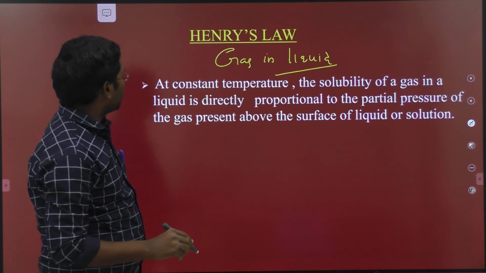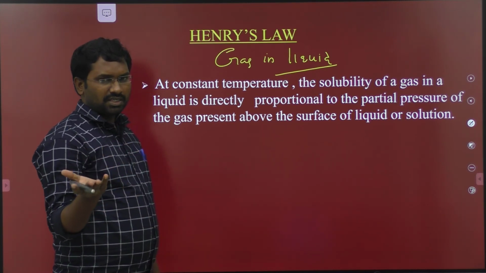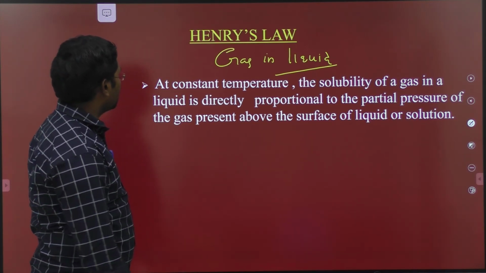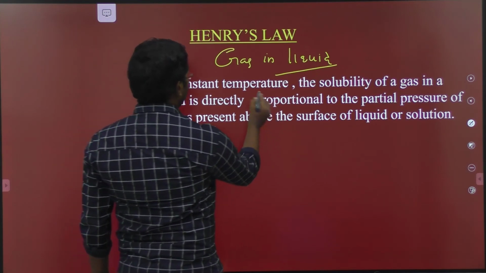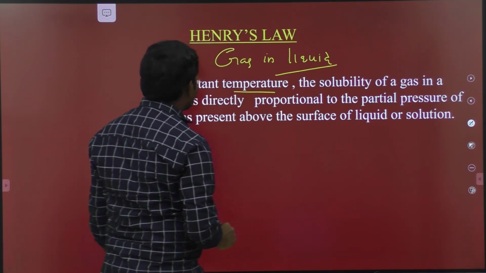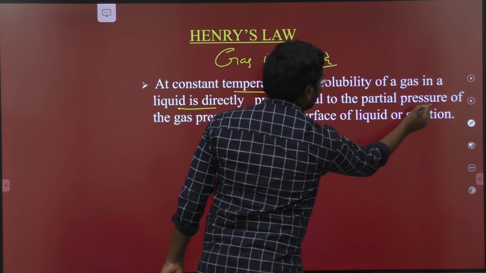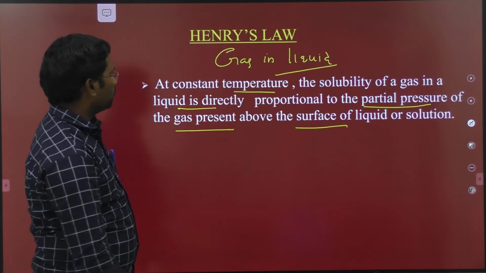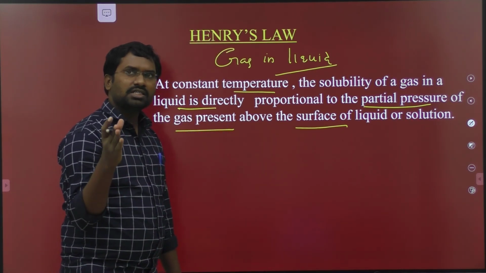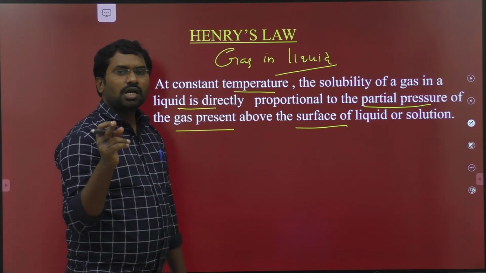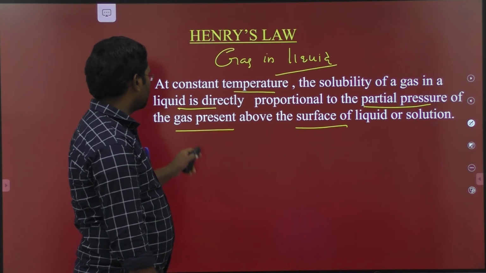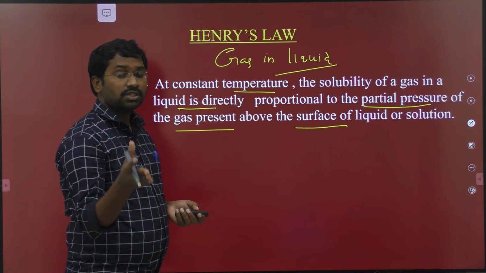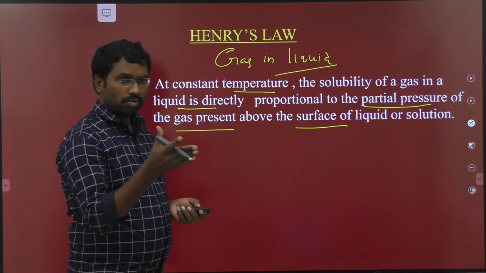I already discussed in that last slide the solubility of gas in liquid. When the gas is dissolved in a liquid, he defined the concept that is known as Henry's law. Henry defined that at constant temperature the solubility of a gas in a liquid is directly proportional to the partial pressure of the gas present above the surface of the solution. When a gas is dissolved in water, what Henry said is that at constant temperature the solubility of gas is directly proportional to the partial pressure of the gas present on the surface of the liquid solution. This is the first definition given by Henry, the solubility of a gas in liquid.